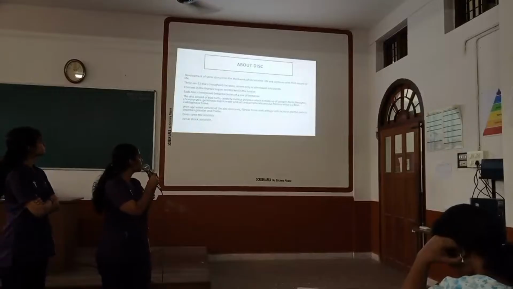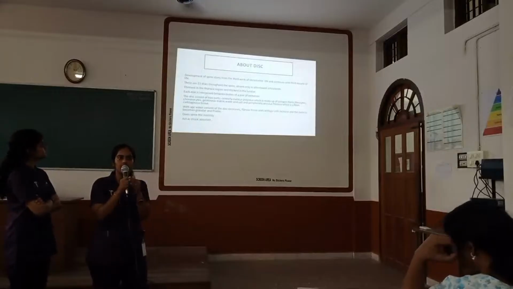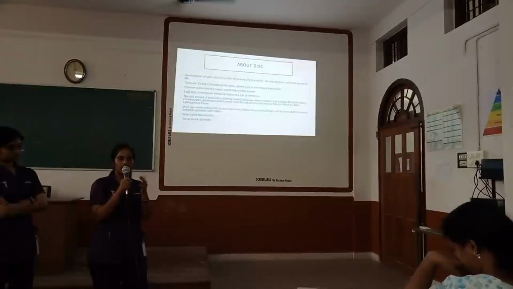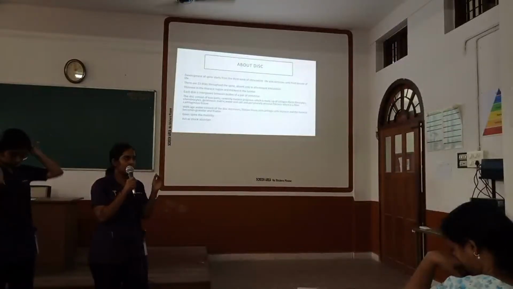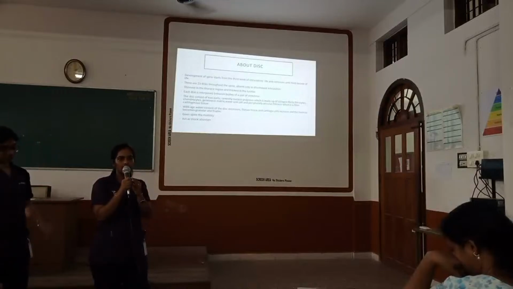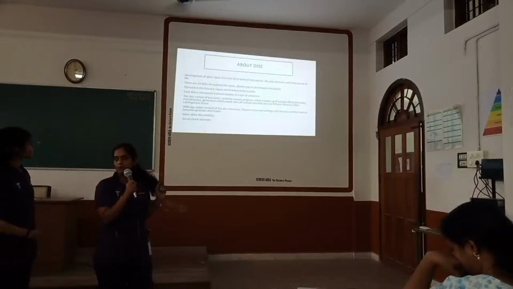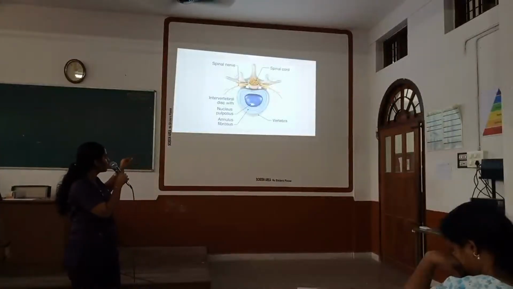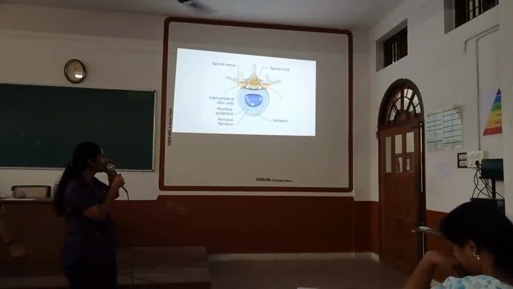As age increases, the water content and fluid content of the disc decrease and degeneration takes place. That is the condition taking place in most cases. This is a picture of a disc, and we can see the spinal cord, the nucleus pulposus centrally, and the annulus fibrosus peripherally.